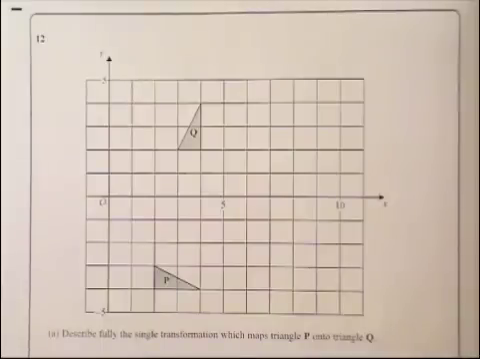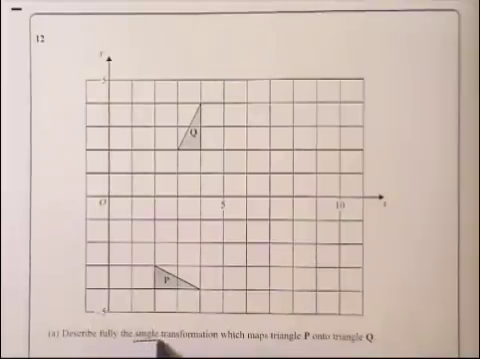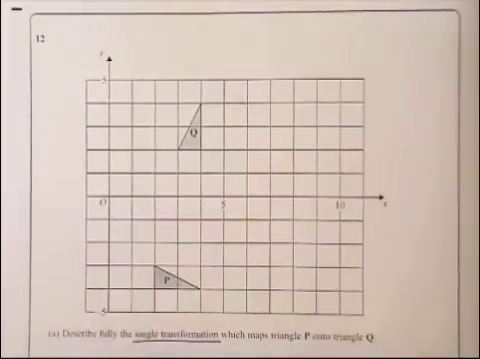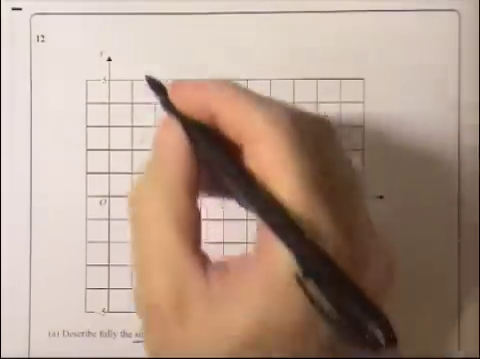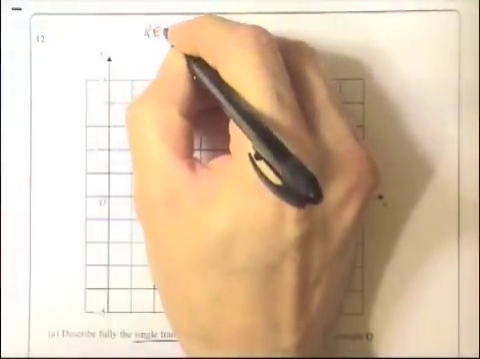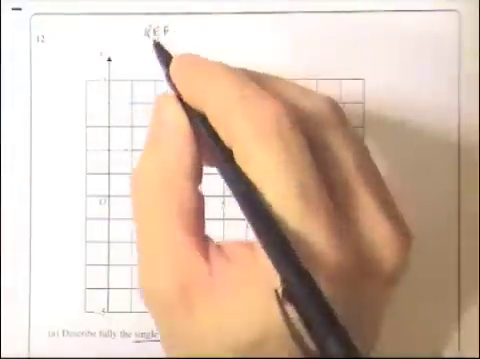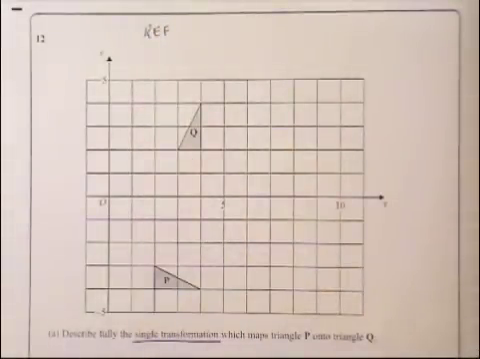Question 12 is transformation. The question asks us to fully describe the single transformation which maps triangle P onto triangle Q. A single transformation is what's required. Now the transformations which are possible to choose from are going to be reflection, rotation, translation and enlargement.